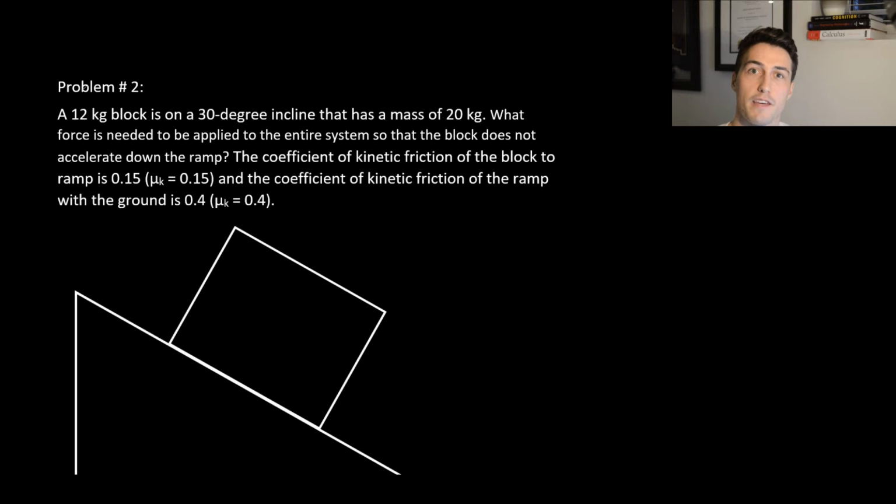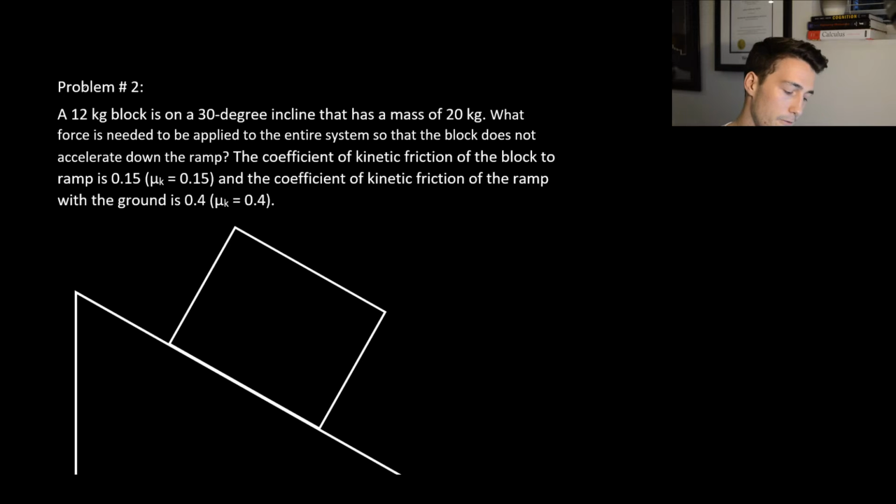now we actually include the effects of friction. So it's going to be the same process, but we now have forces that are acting as friction. So it says a 12 kilogram block is on a 30-degree incline that has a mass of 20 kilograms. What force is needed to be applied to the entire system so that the block does not accelerate down the ramp? So again, the same kind of question.